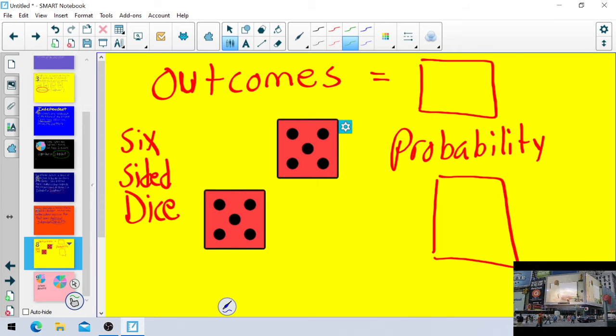You got two six-sided dice. What are the outcomes? Six sides there. Outcomes is different from probability. Outcomes is very simple. You got two six-sided dice. Instead of adding 6 plus 6, you're going to multiply them. That will be the outcomes.